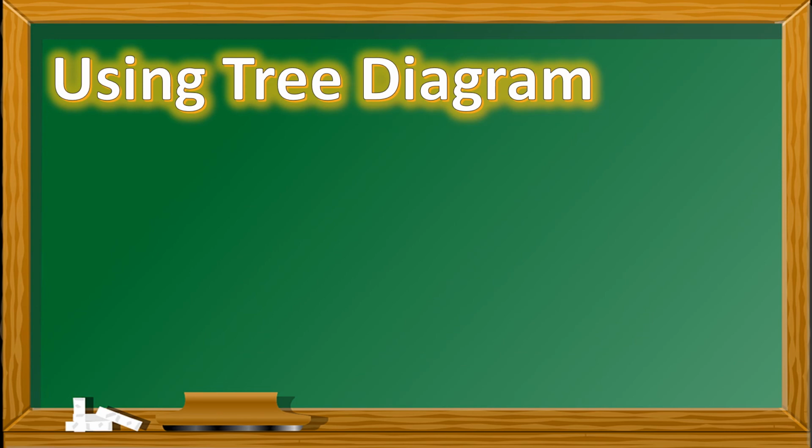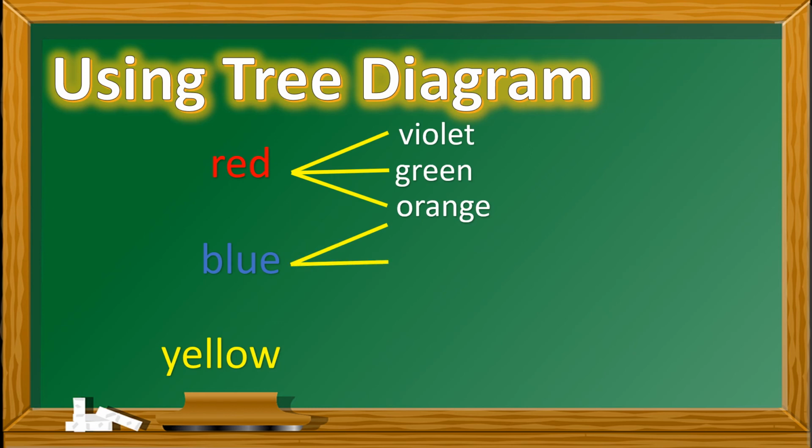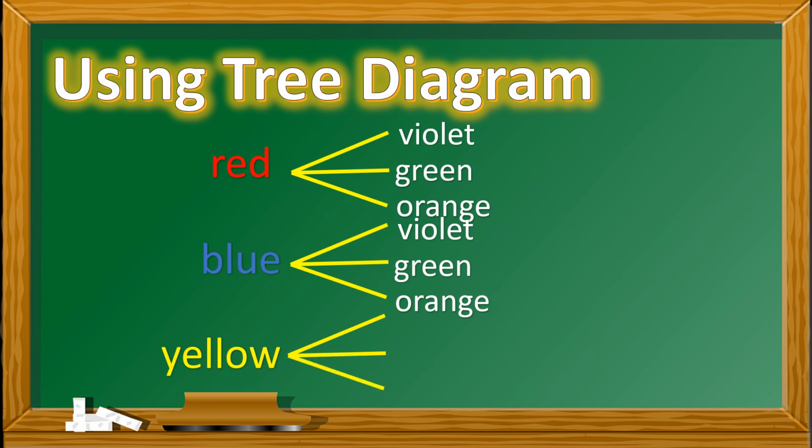Okay, next, using tree diagram. So let's start first with the primary color. So we have red, blue, and then yellow. Then draw the branches. So again, we have 3 secondary colors. So 3 branches for red and combine it with violet, green, and orange. Then next, we have for the blue, again, another 3 branches. So we have blue paired by violet, the green, and then orange. For the yellow, again, we have 3 branches again. So paired it with violet, green, orange.